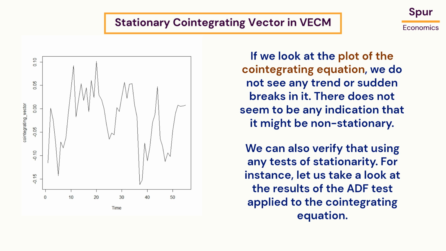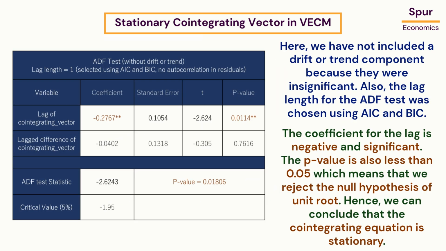For instance, let us take a look at the results of the ADF test applied to the cointegrating equation. Here, we have not included a drift or trend component because they were insignificant. Also, the lag length for the ADF test was chosen using AIC and BIC. The coefficient for the lag is negative and significant. The p-value is also less than 0.05, which means that we reject the null hypothesis of unit root. Hence, we can conclude that the cointegrating equation is stationary.